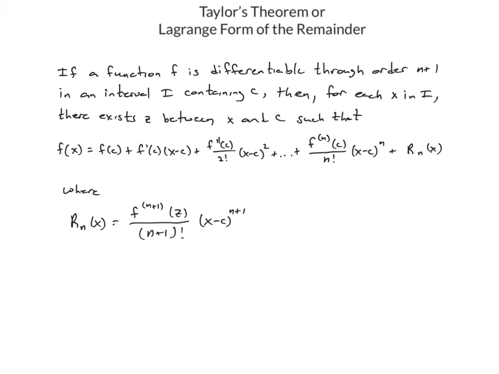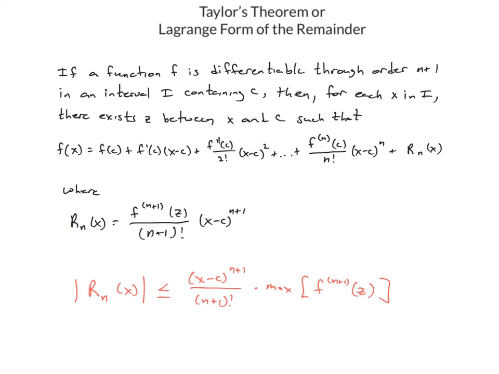And so with that, one of the consequences of this is that we can say that the absolute value of r sub n of x is going to be less than or equal to x minus c to the n plus 1 over n plus 1 factorial times the maximum of the n plus first derivative of f evaluated at z, where z is a number between x and c. In other words, we are looking at what is going to be the maximum of this.